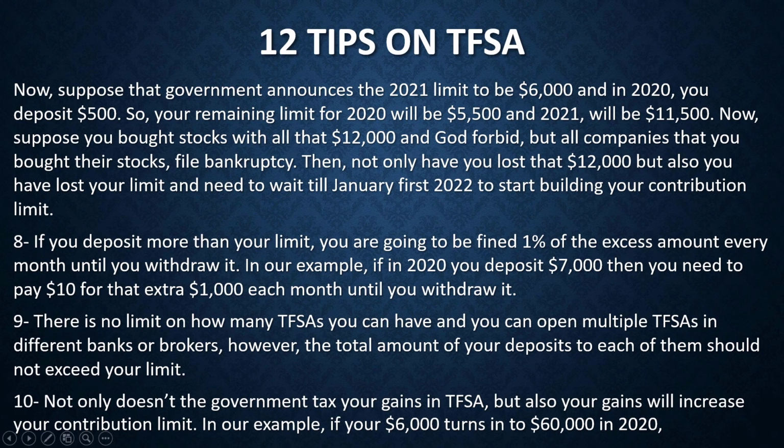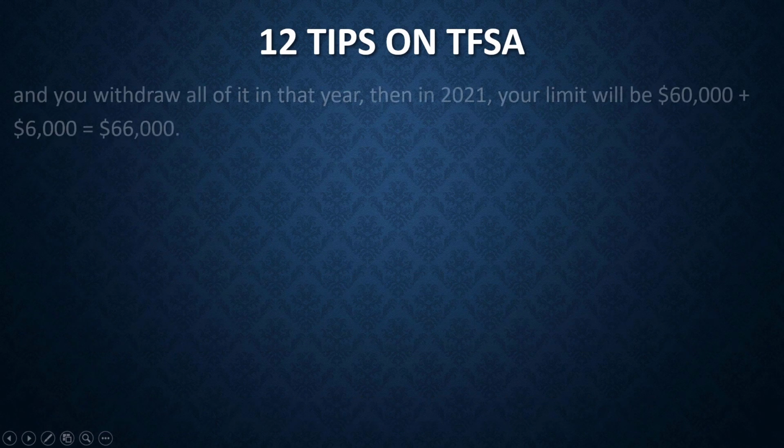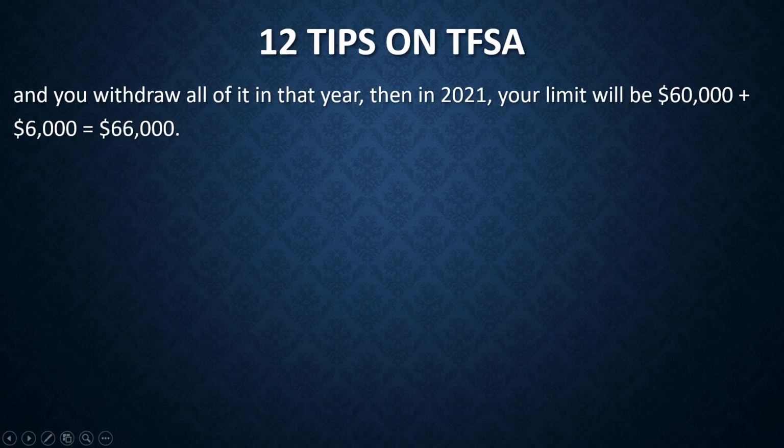Number 10. Not only does the government not tax your gains in TFSA, but as I mentioned, your gains will also increase your contribution limit. In our example, if your 6,000 turns into 60,000 in 2020, and you withdraw all of it in that year, then in 2021 your limit will be 60,000 plus the 6,000 that the government is going to announce for 2021. Okay, then you have like 66,000. I think I mentioned it in my example.